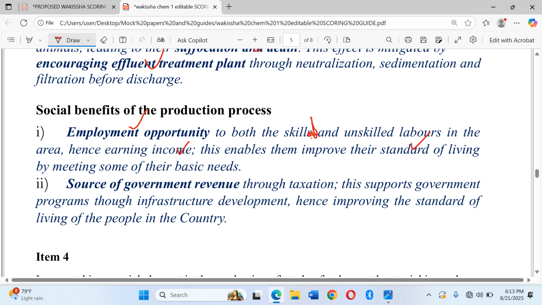standards of living. Then another one, that the production process is source of government revenue through taxation. This supports government programs through infrastructure development, hence improving the standards of living of people and leading to the development of the country. So you can see it is a very good pregnant point.